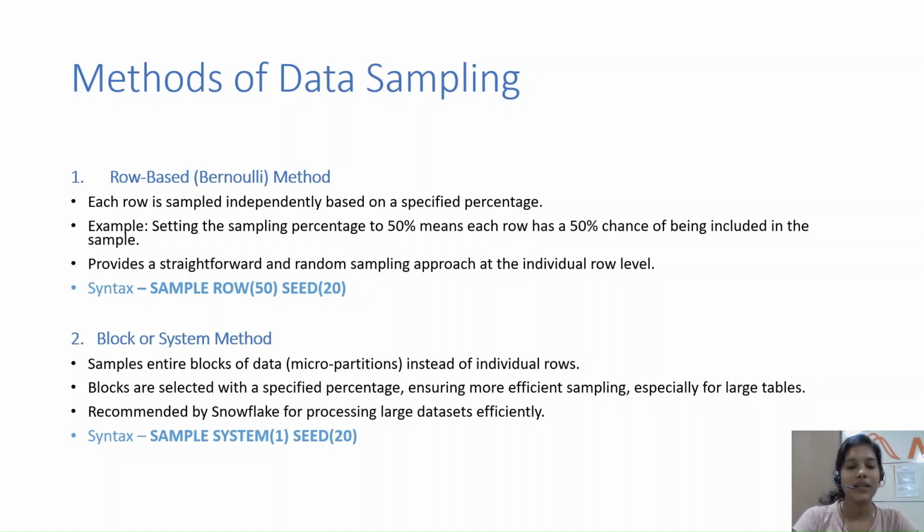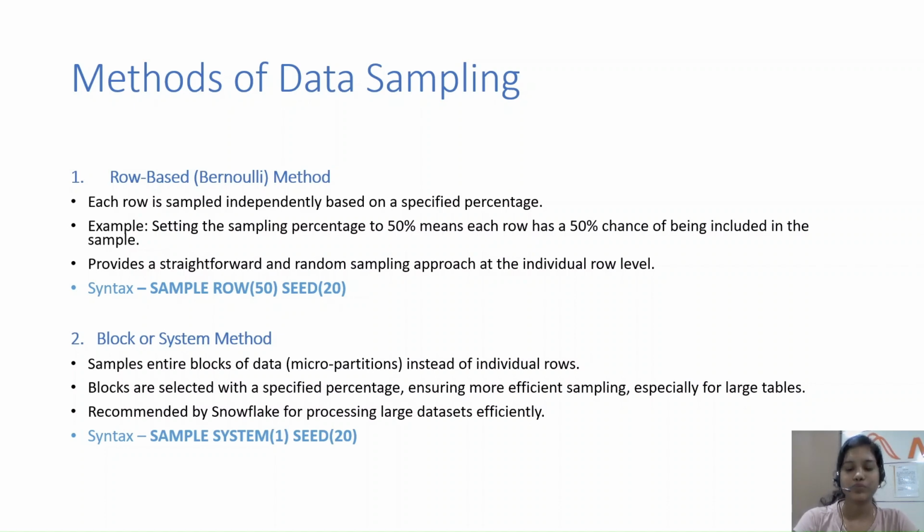It samples entire blocks of data instead of individual rows. These blocks are referred to as partitions, selected with a specified percentage. This method tends to be more efficient, especially for large tables, as recommended by Snowflake.